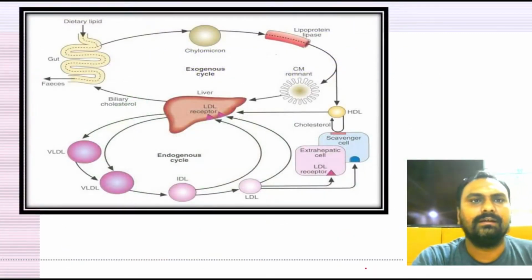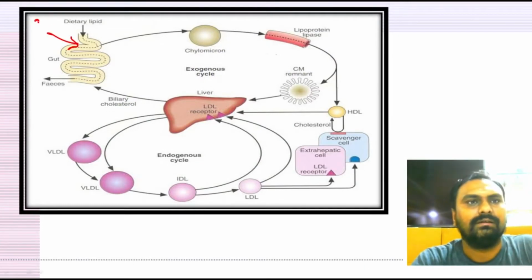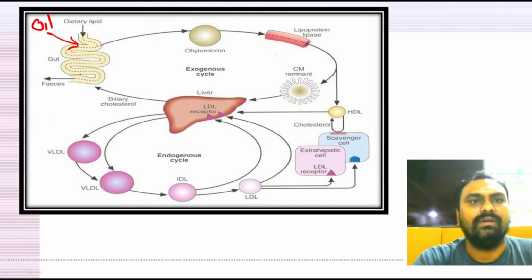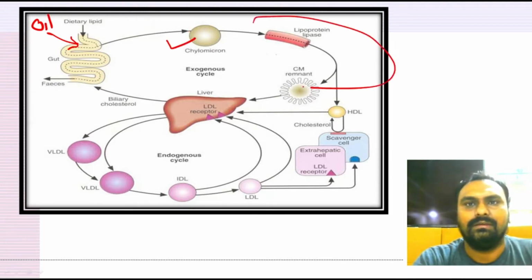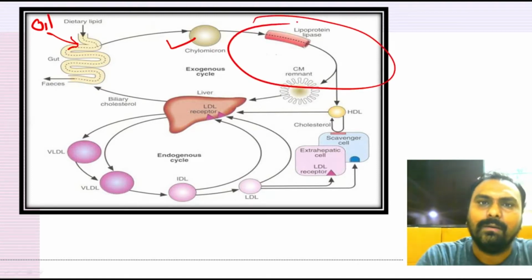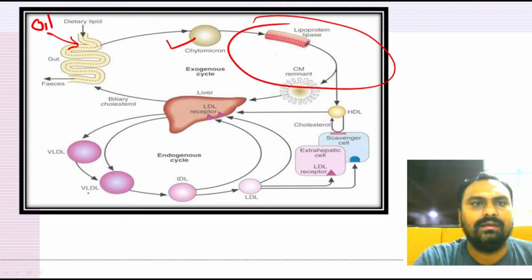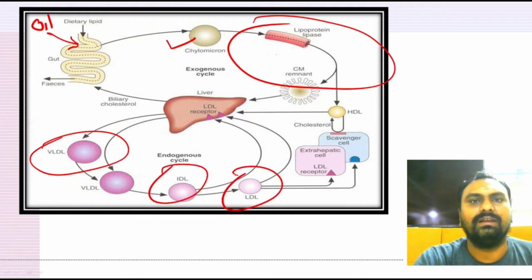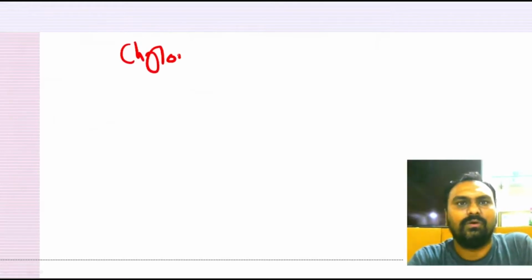So you can see here, whatever diet we take, the dietary lipids that we take, either in the form of oil or butter, when they are absorbed, these lipids are absorbed along with the chylomicrons and they will be transported to the peripheral tissue. While VLDL, HDL and LDL will transport the endogenously synthesized lipids. So now we are going to discuss the chylomicron metabolism.